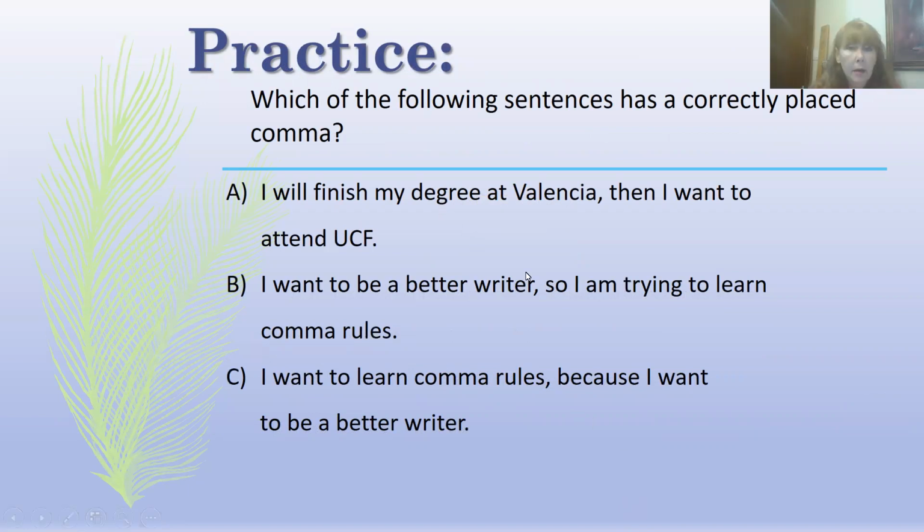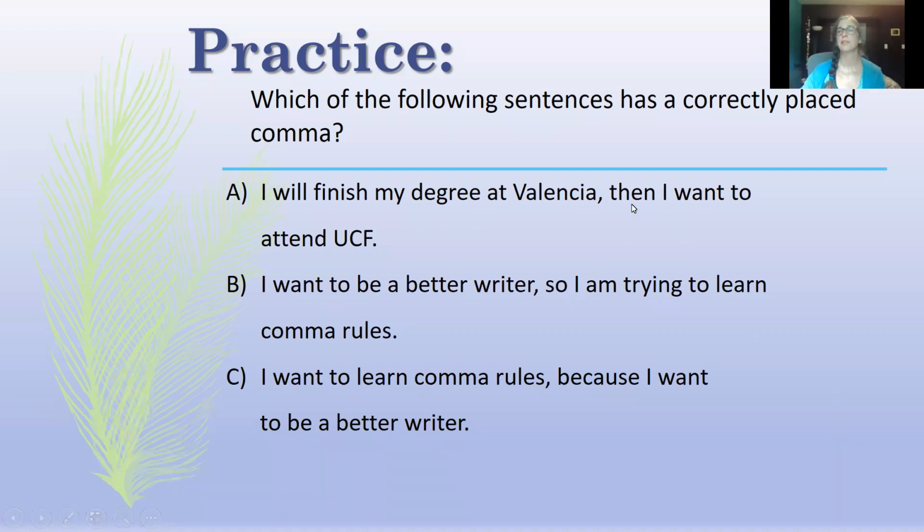Okay. I will finish my degree at Valencia. Then I want to attend UCF. I want to be a better writer, so I'm trying to learn comma rules. I want to learn comma rules because I want to be a better writer. So B is correct. Okay, good, excellent. That's absolutely correct. How would you fix A? You could just take away the comma. Oh, no. That's two independent clauses. I will finish, and I want to attend. It's two independent clauses. So semicolon?